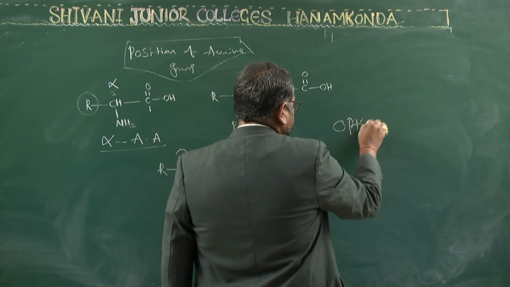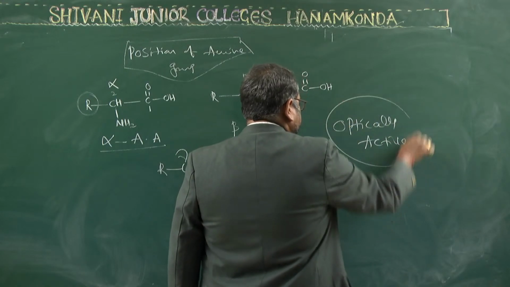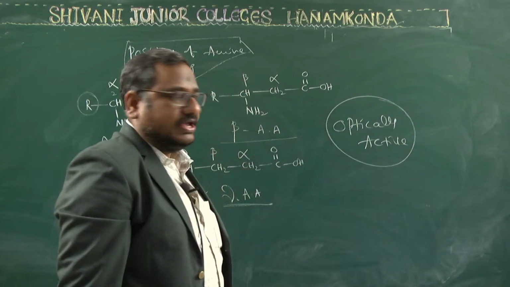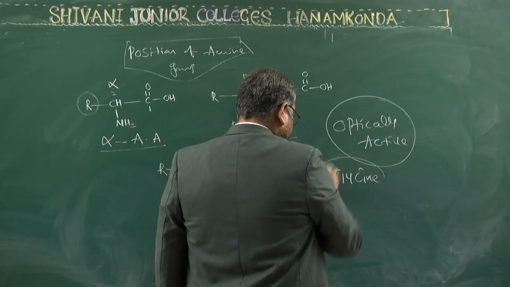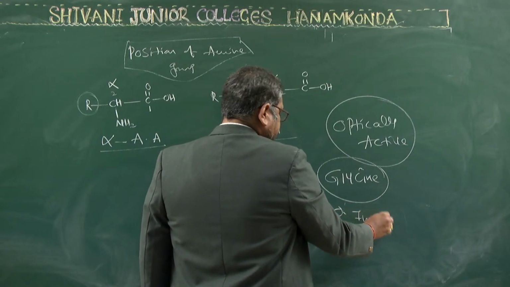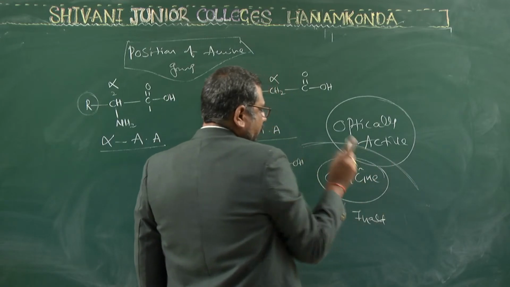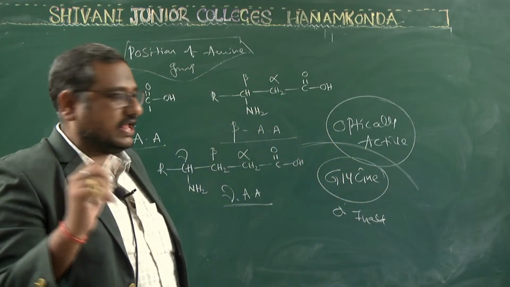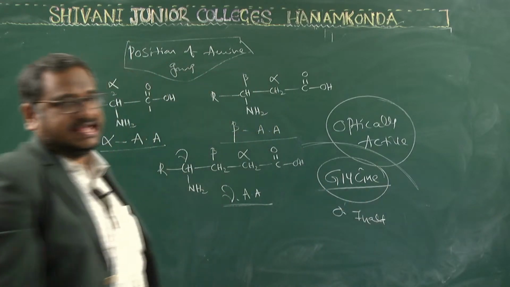All amino acids are optically active except glycine. What about glycine? Glycine is an optically inactive amino acid. So all the others are optically active. Only one amino acid is optically inactive, and the example for optically inactive amino acid is glycine.